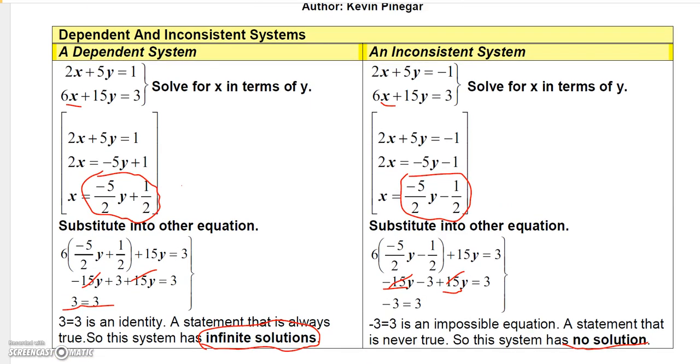Okay, so that's the difference. That's how you identify dependent and inconsistent systems when you're solving these systems of equations.